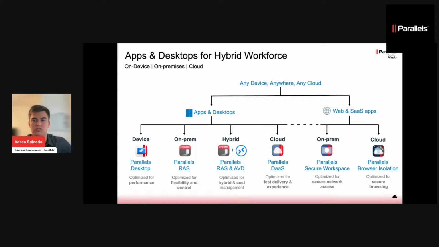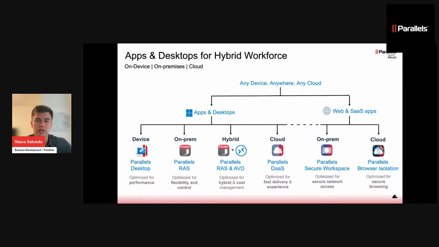So this is built for organizations that want to provide simple and flexible access to desktops. We have Parallels Secure Workspace, which gives users access to applications and data through any HTML5 browser without really needing the use of a VPN. And lastly, we have Parallels Browser Isolation. This acts as a cloud native gateway, adding an extra layer of protection while you're browsing.